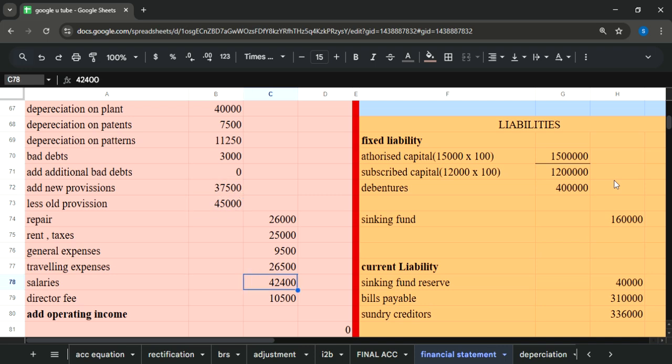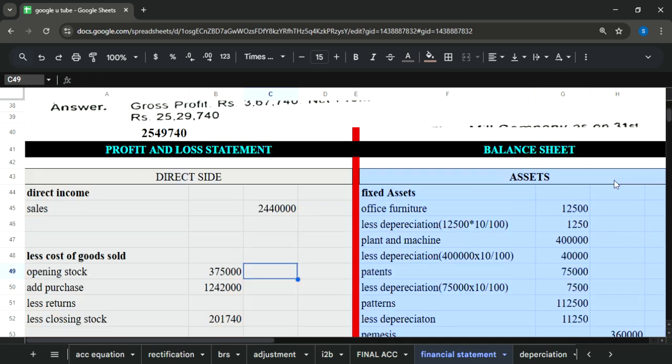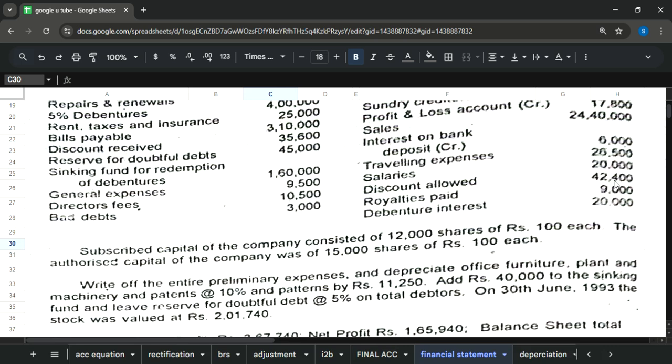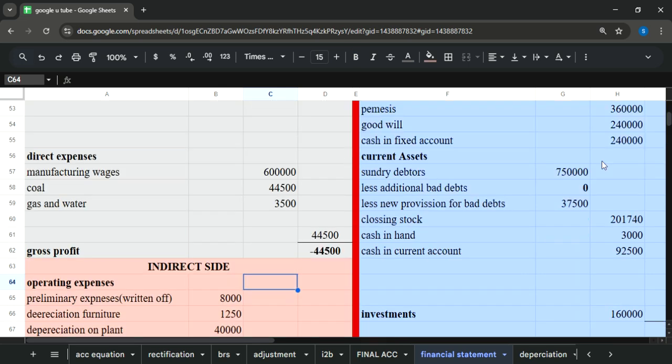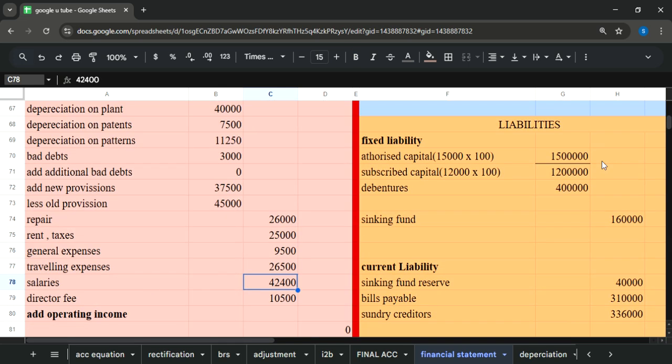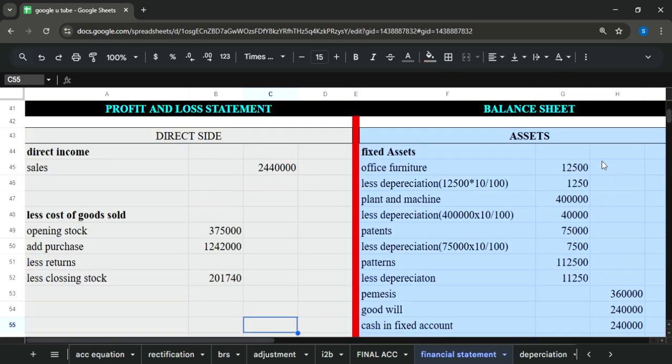We have written salaries 42,400. There is a little mix up. Amount of salaries 20,000. Salaries 20,000. And now what we are doing, discount allowed 42,400.